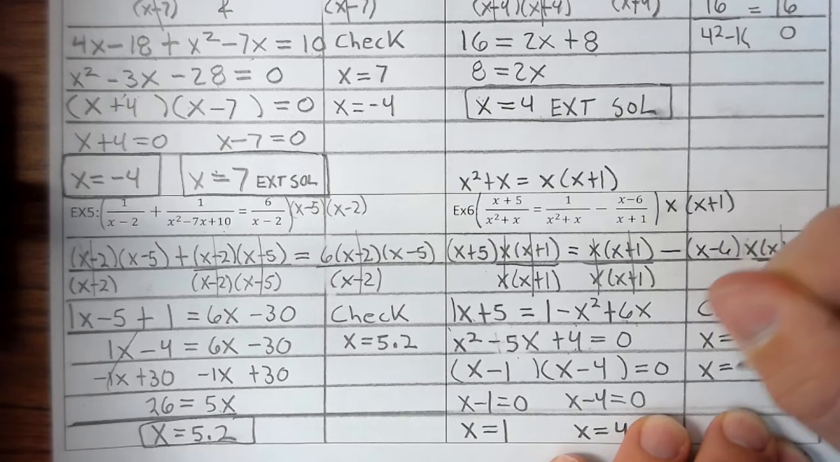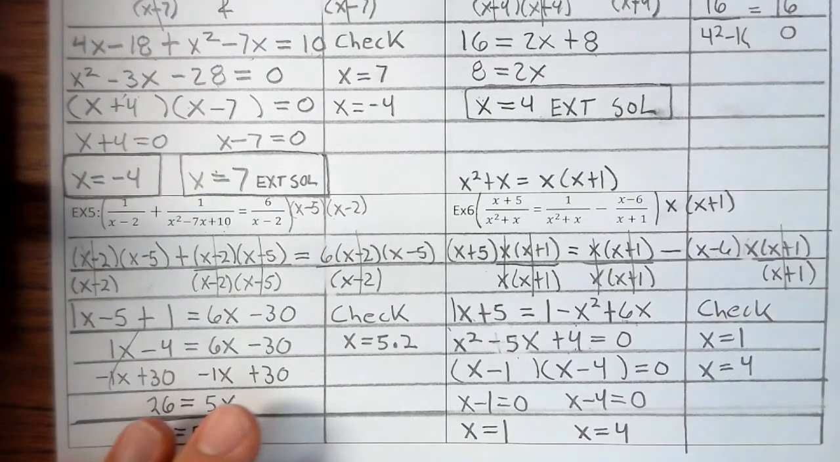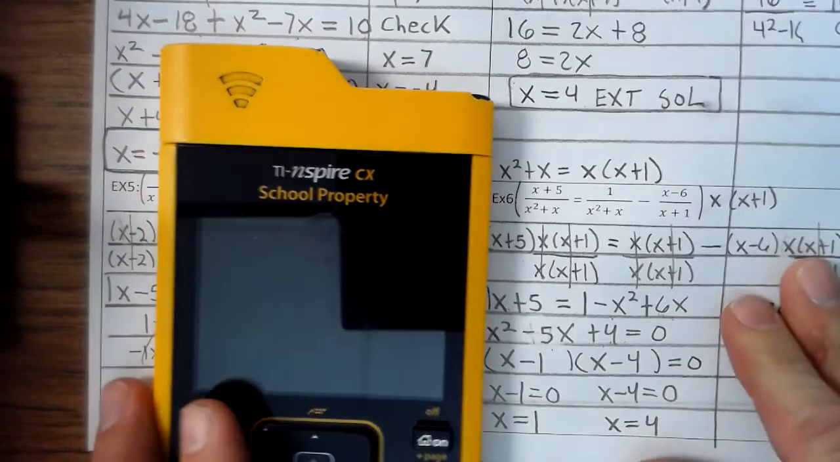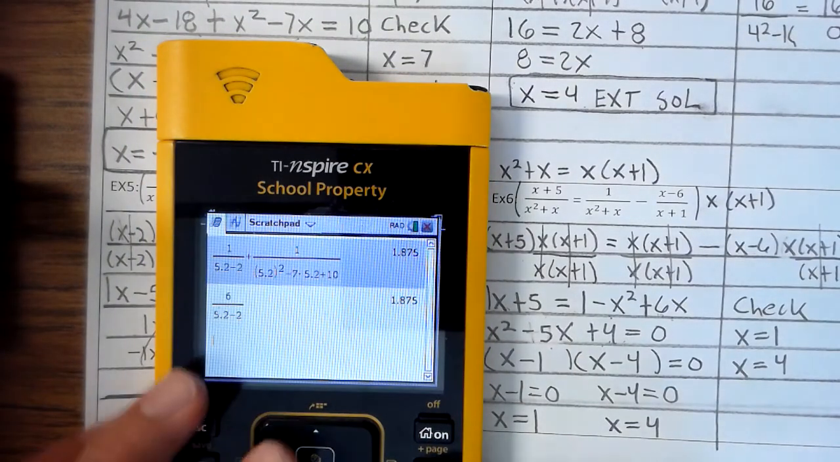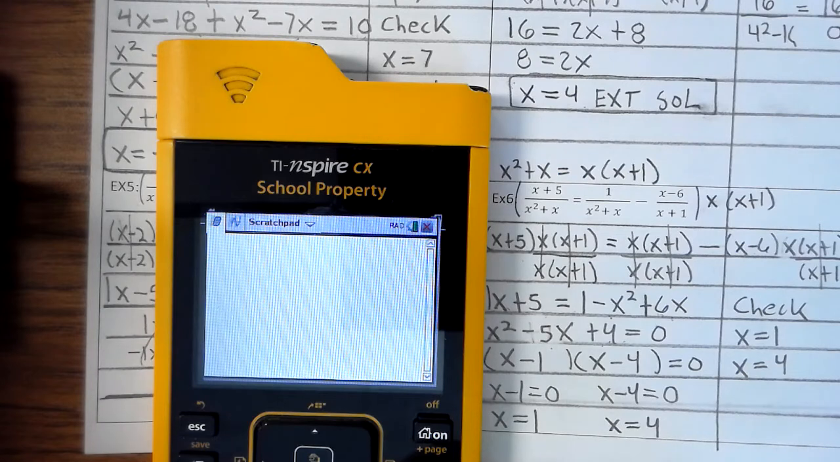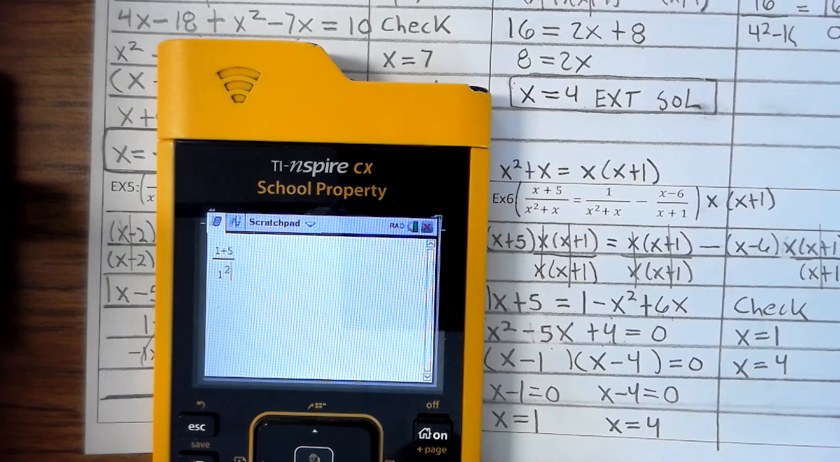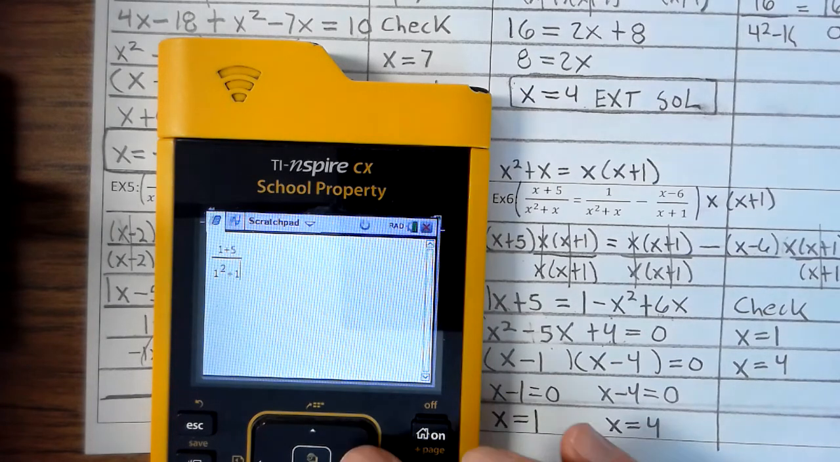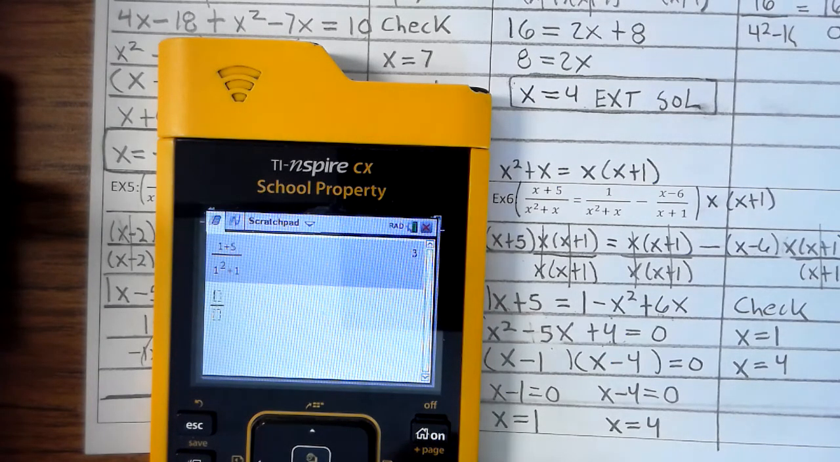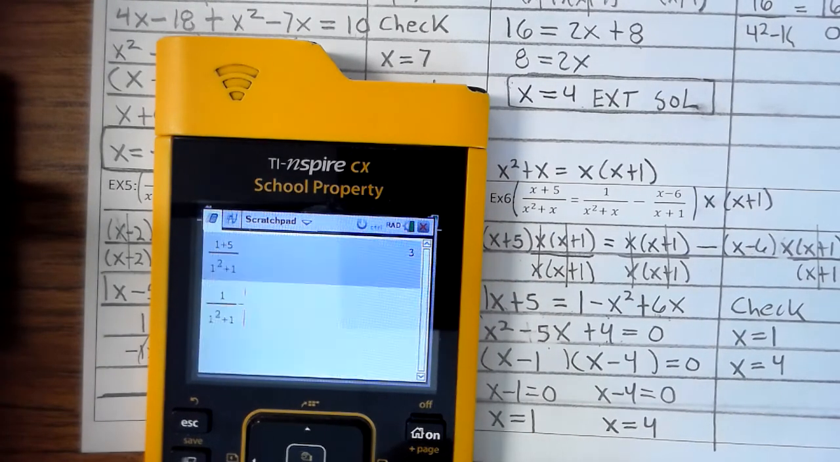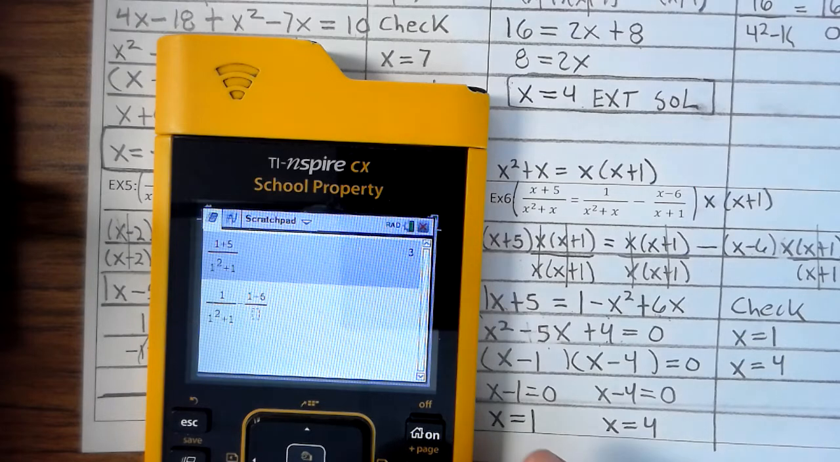Okay, so to do that, we're going to use our calculator. So we're going to do control divide 1 plus 5 divided by 1 squared plus 1. Okay, so that's 3. Now control divide, let's do the right side. 1 divided by 1 squared plus 1, click to the right, minus control divide 1 minus 6 divided by 1 plus 1 is 3. So 3 equals 3. So x equals 1 checks.